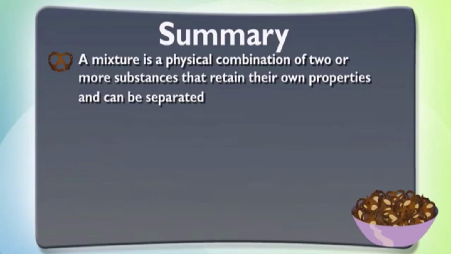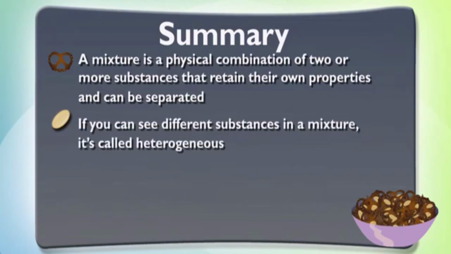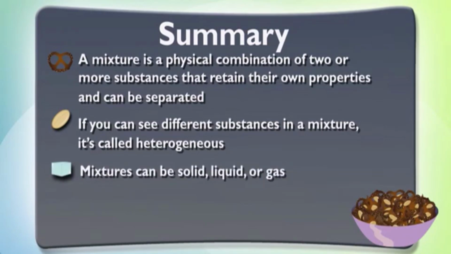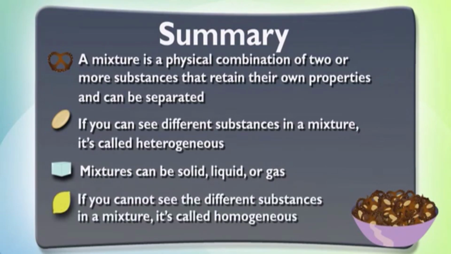A mixture, like this snack mix, is a physical combination of two or more substances. The substances in a mixture don't change when they're mixed, and they can be separated. We can see the different parts of the snack mix, so it's a heterogeneous mixture. A mixture isn't always a solid. It can be a gas or a liquid, like the lemonade. The lemonade is a solution, and solutions are homogeneous. You can't see their parts.